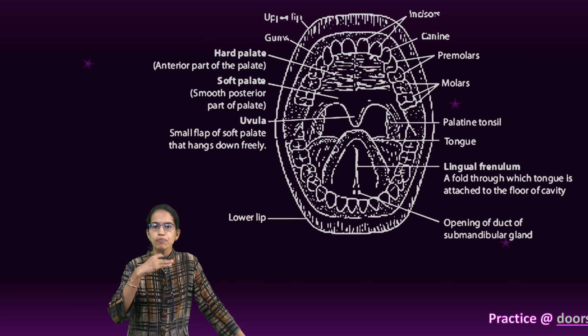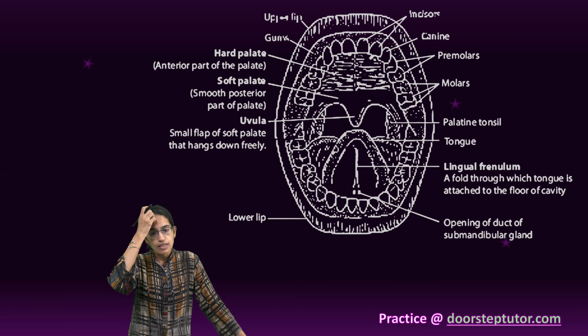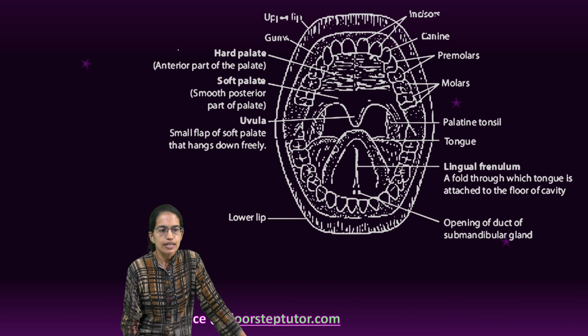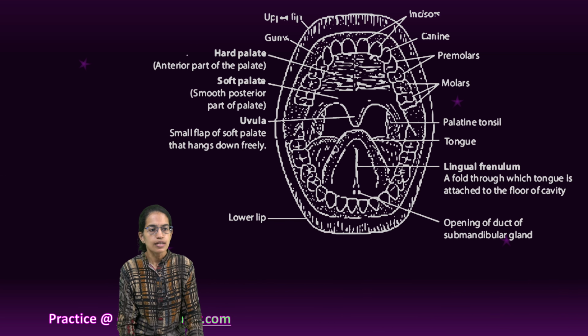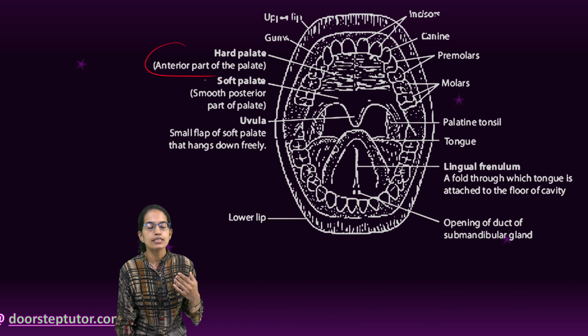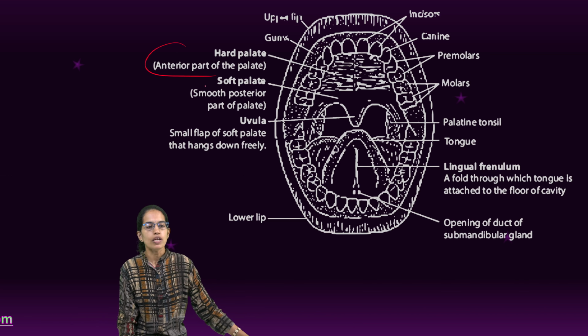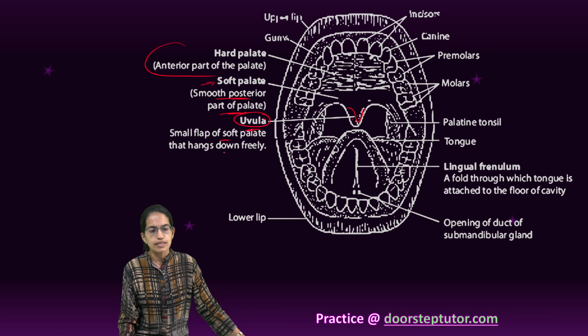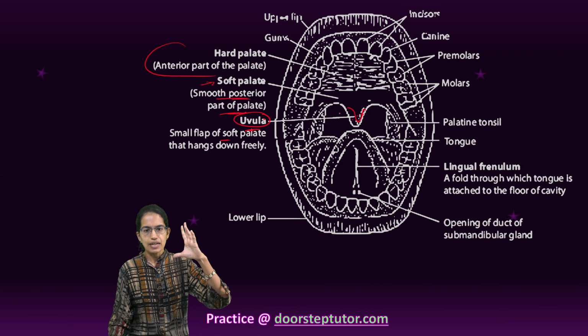To begin with, the mouth. In the mouth, we have the upper top part, which is the hard palate. It is called the anterior part, right? Behind that is the soft tissue. We call it the soft palate, and it is the posterior part of the palate. And then the hanging part is what is known as the uvula. That is a small flap that hangs between the upper lip and the lower lip.